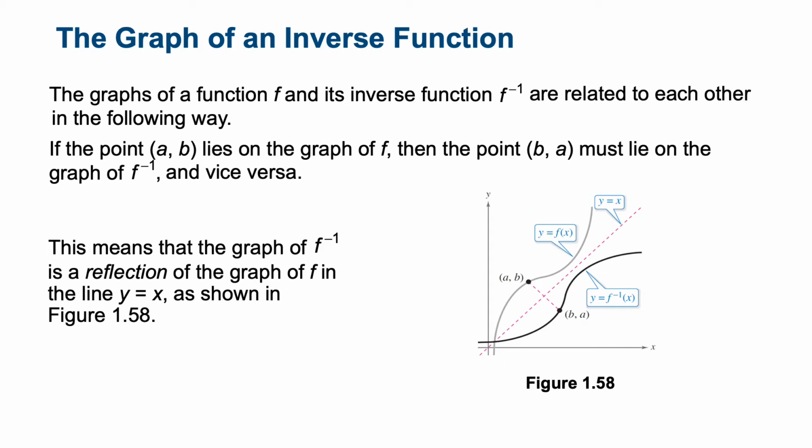Okay, so in other words, what does that mean? That the graph of f inverse is actually a reflection of f along the line y equals x, okay, because of this. All right, so it's basically reflected across the identity function, or y equals x. So you can see that here.